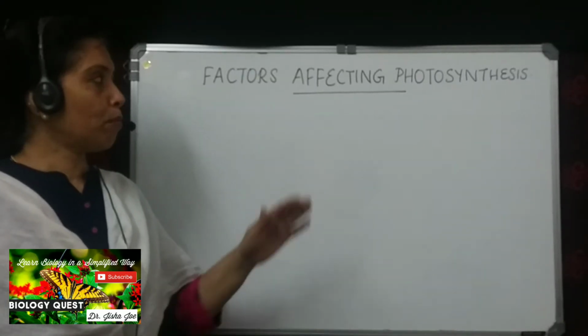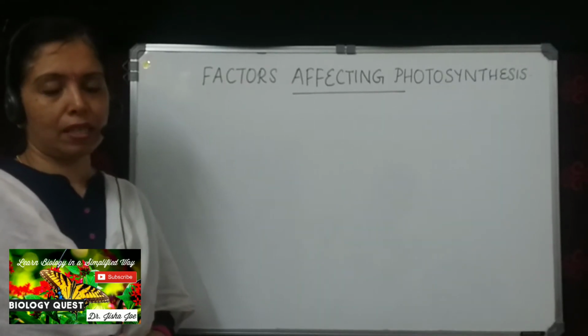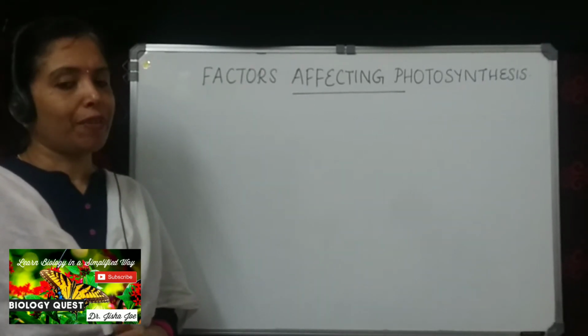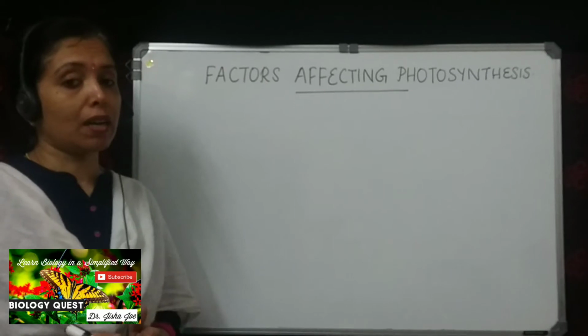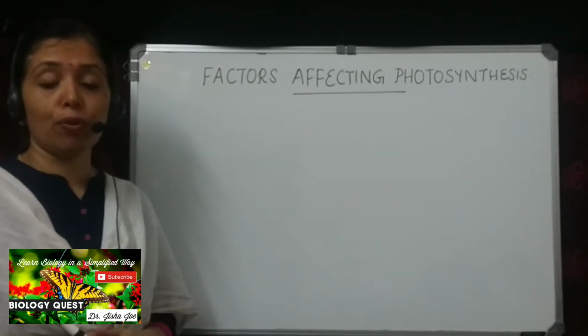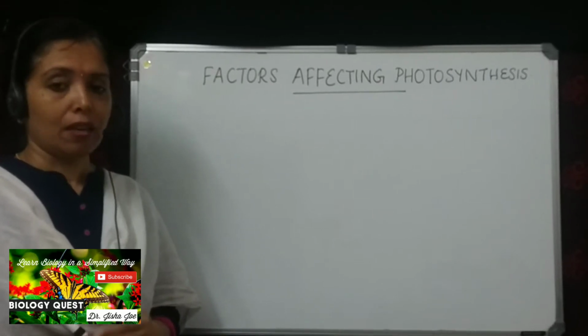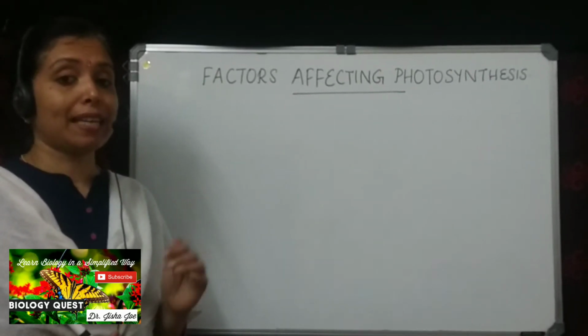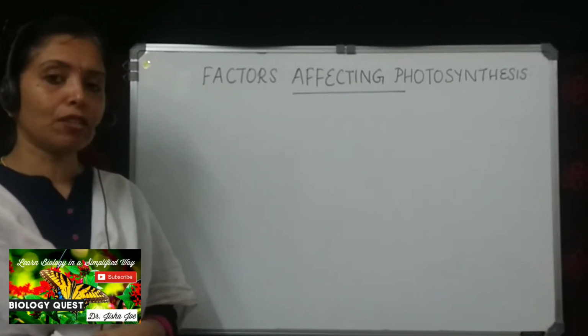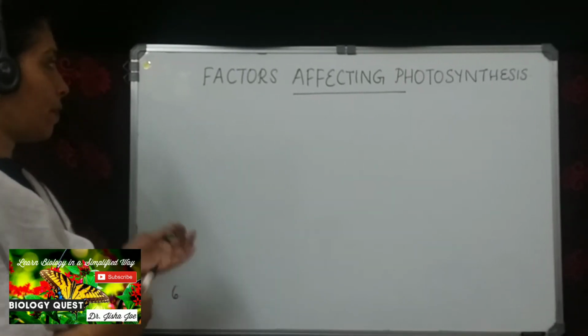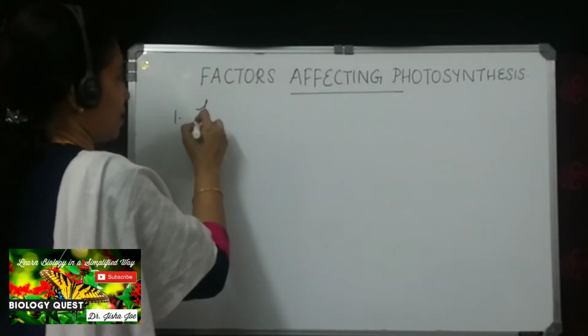Now we shall move on to the factors affecting photosynthesis. The factors affecting photosynthesis are classified into two: external factors and internal factors. First, we shall have a look at the external factors that affect photosynthesis. Number one is light intensity.